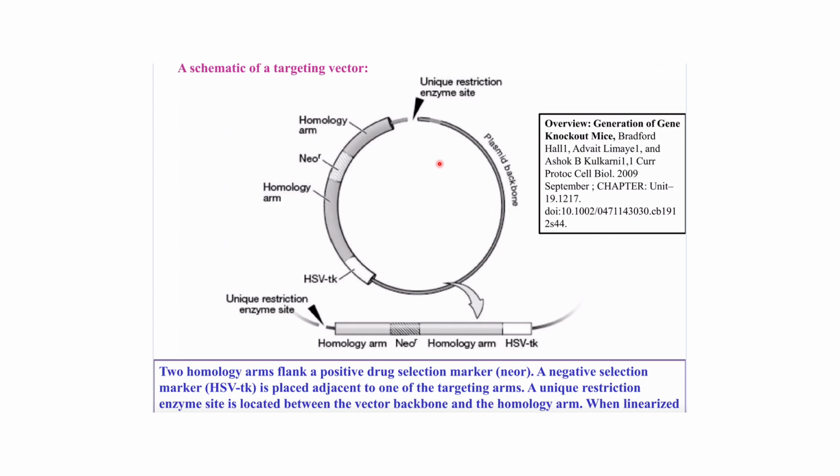So, here's a schematic of a targeting vector. There are two homology arms which flank a positive drug selection marker NEOR and a negative selection marker HSVTK, and this is placed adjacent to one of the targeting arms. A unique restriction enzyme site is located between the vector backbone and the homology arm.